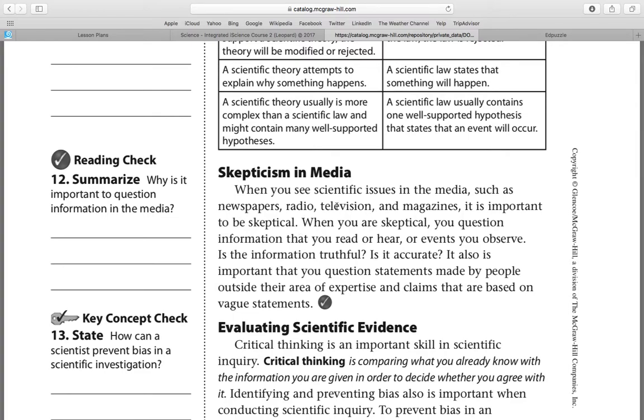It says, when you see scientific issues in the media, such as newspapers, radio, television, and magazines, it's important to be skeptical. When you are skeptical, you question the information that you have obtained. Is it accurate? Is it truthful?